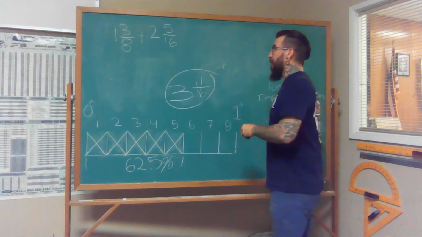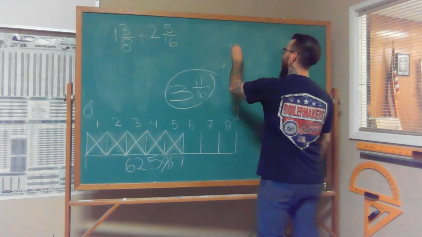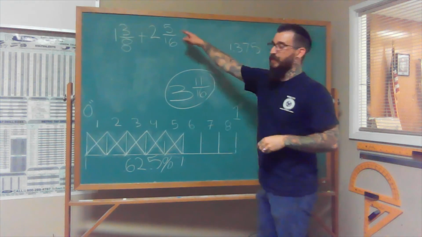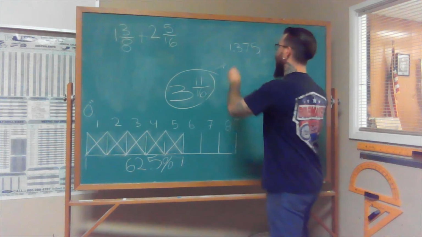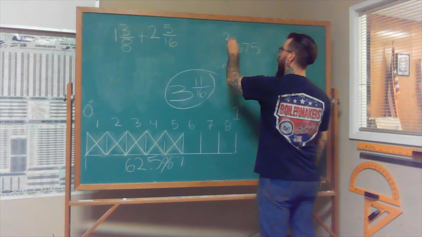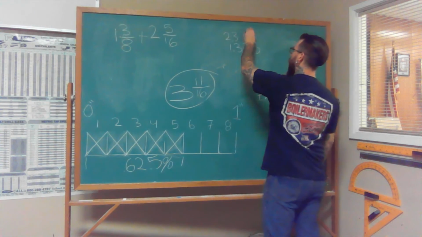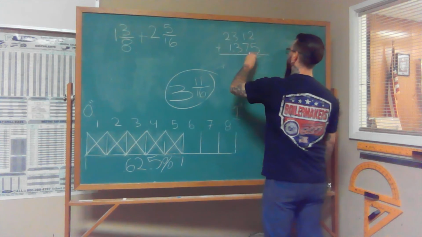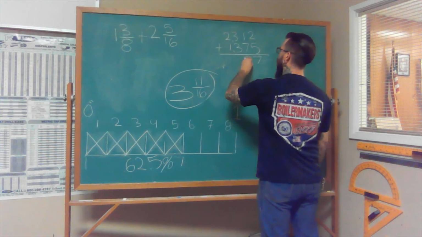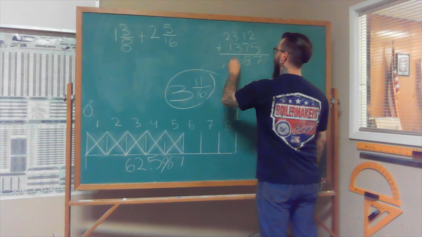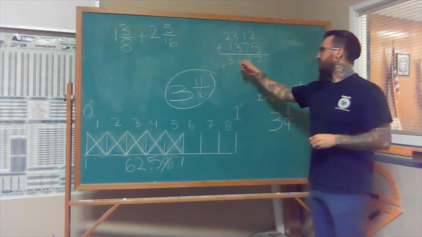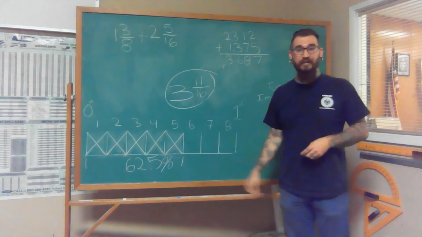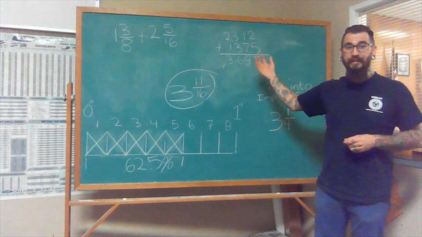3/8 is 0.375. 1.375. 5/16 is 0.3125. 2.312, and we'll just keep it there. Let's add those together. That's 7, that's 8, that's 6, that's 3. 3.6875 is the same as 3 11/16. You see how quick and easy that was?